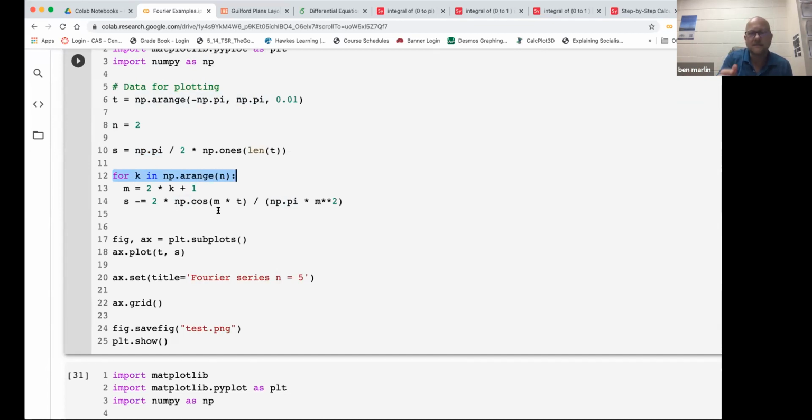Bear in mind, I said that wrong. It goes 0, 1, 2, 3 on up to n minus 1. It never does n. Seems super inconvenient, but it's what programmers do, okay? So to fix that, I'm going to have 2k plus 1 instead of 2k minus 1. So it's just a quick fix there.